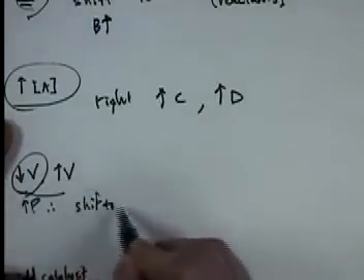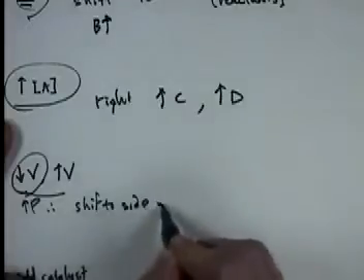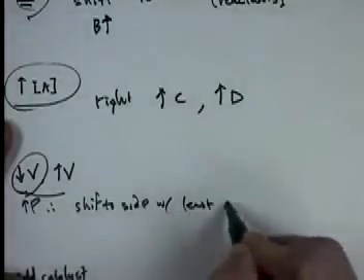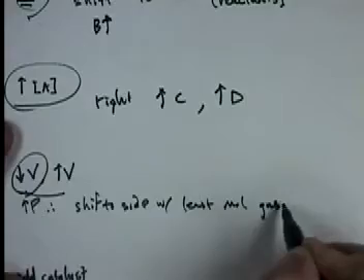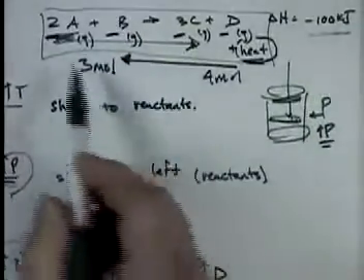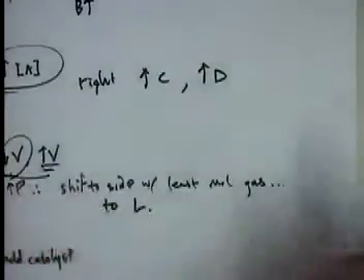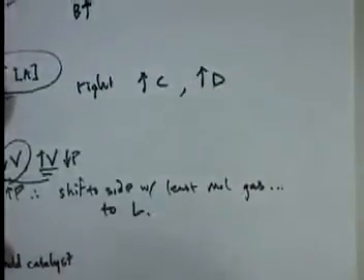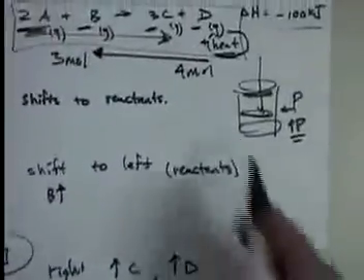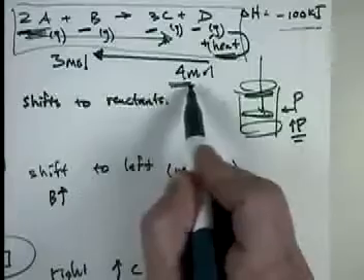the side with least moles of gas, which is, in this particular case, 3 moles of gas on the left. So it should shift to the left. How about if I increase the volume? Well, it'll be the opposite. Then I'll actually be decreasing the pressure, right? If I decrease the pressure, then it'll shift to the side with the most moles of gas, which would be to the right. So C and D should increase.